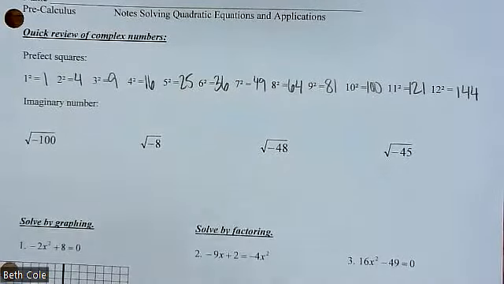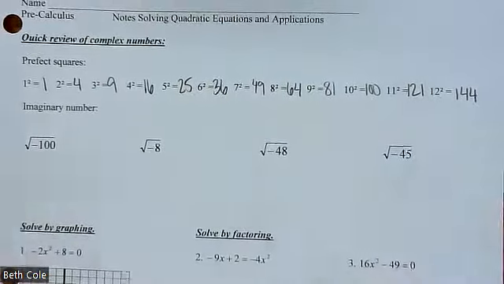So for example, what's the square root of 81? 9. Like you're doing that backwards.